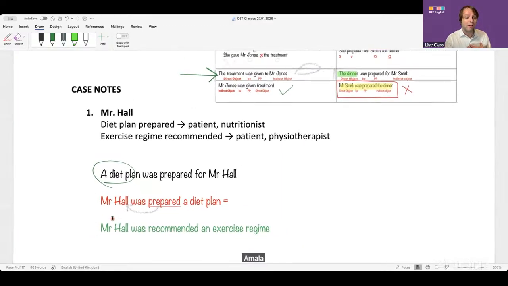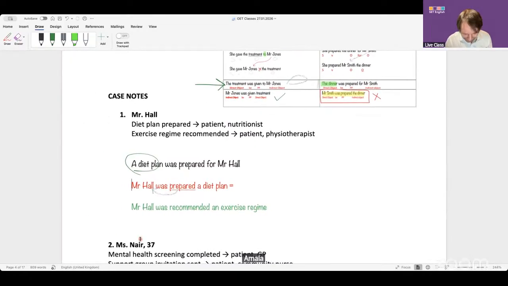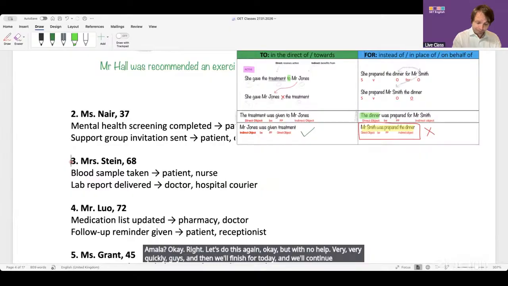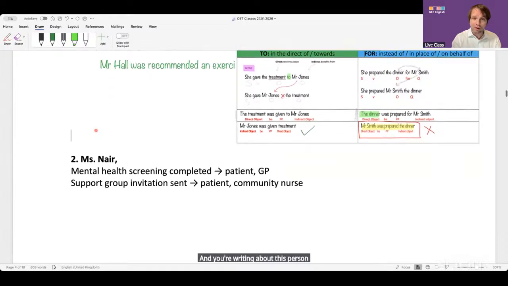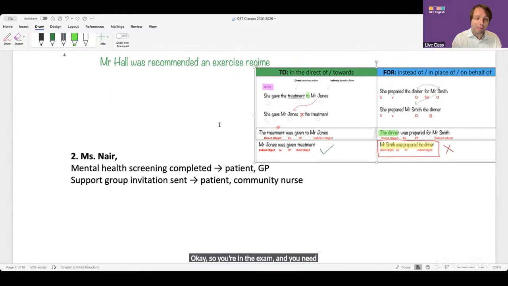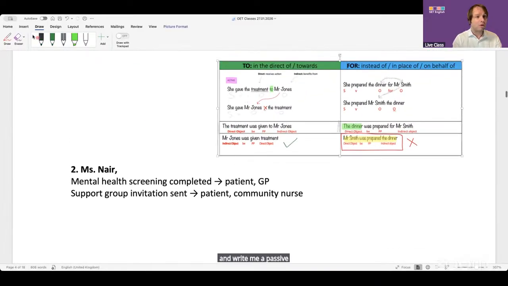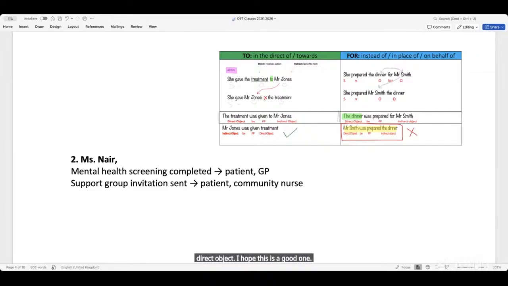Amala, do you want to ask a question or do you just want to raise your hand? Okay. Right. Let's do this again, but with no help. Very, very quickly, guys, and then we'll finish for today and we'll continue tomorrow. Imagine you're in your exam and you're writing about this person. You need to write a passive sentence. Go to the chat and write me a passive with two objects, starting with the direct object, please. I hope this is a good one. Write in the chat, please.